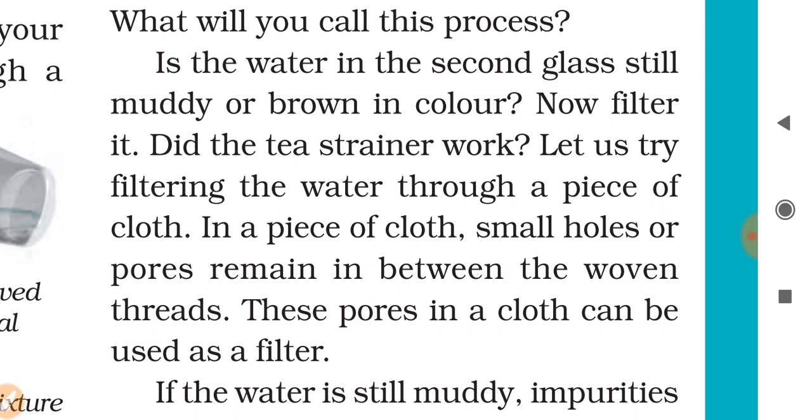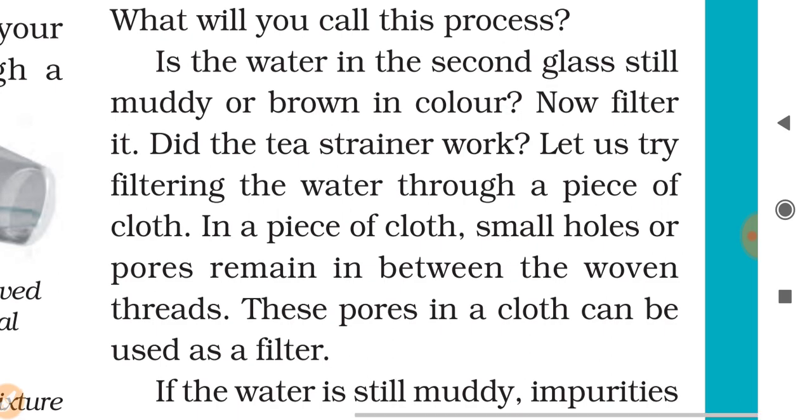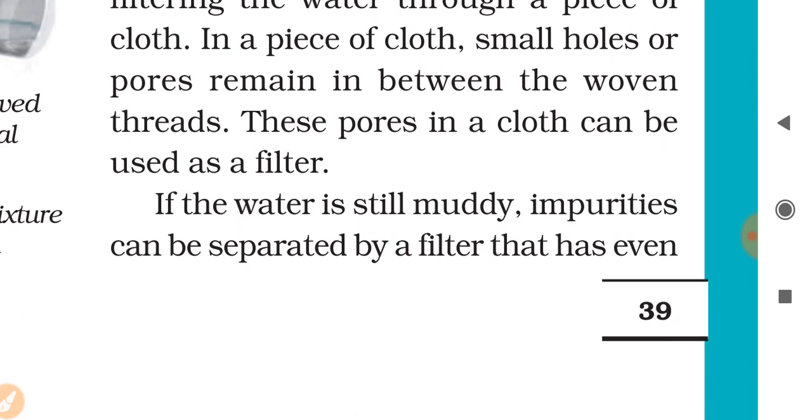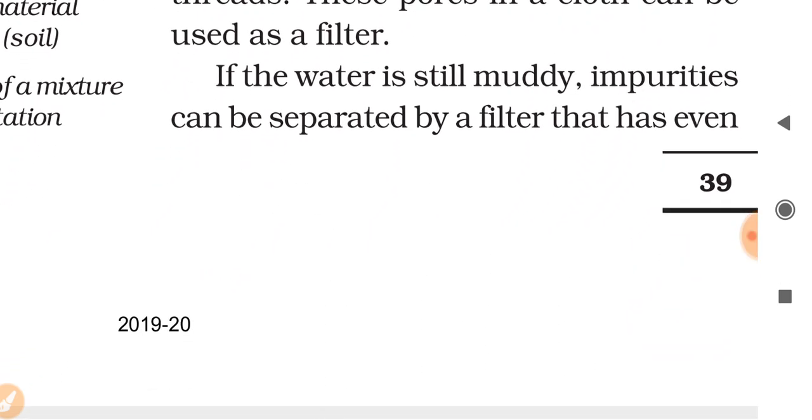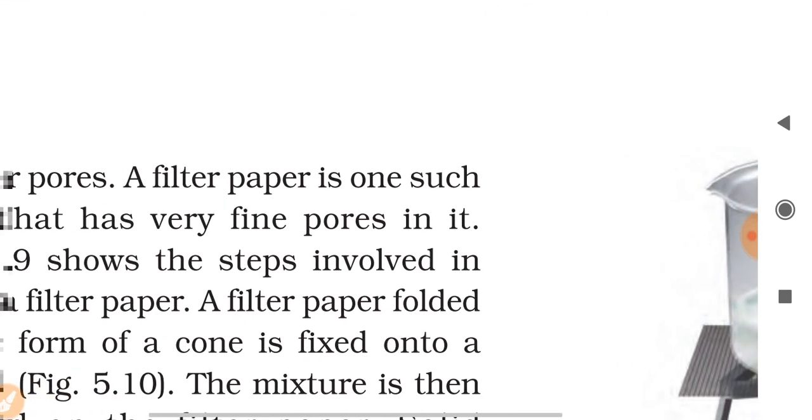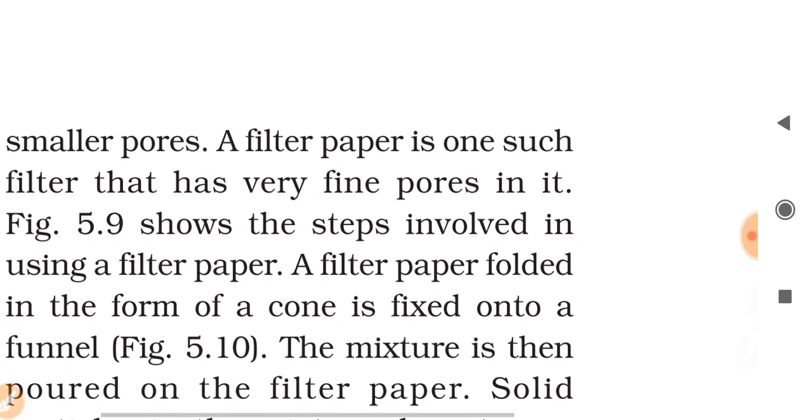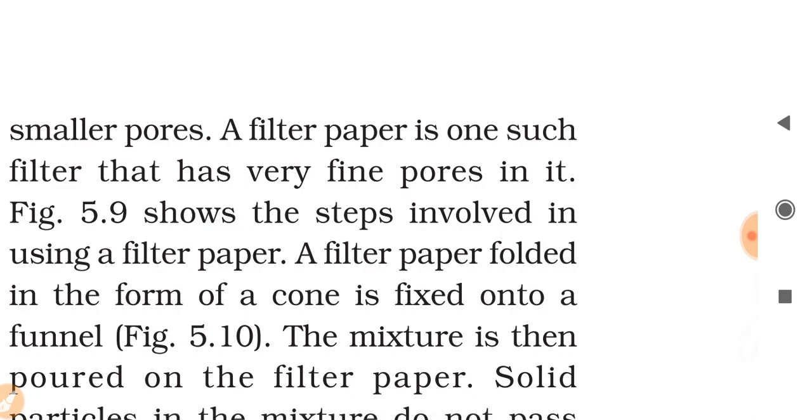Did the tea strainer work? Let us try filtering the water through a piece of cloth. In a piece of cloth, small holes or pores remain in between the woven threads. These pores in a cloth can be used as a filter. Okay, sometimes you also see this process in your home. If the water is still muddy, impurities can be separated by a filter that has even smaller pores. Okay, a filter paper is a filter that has very fine pores in it.